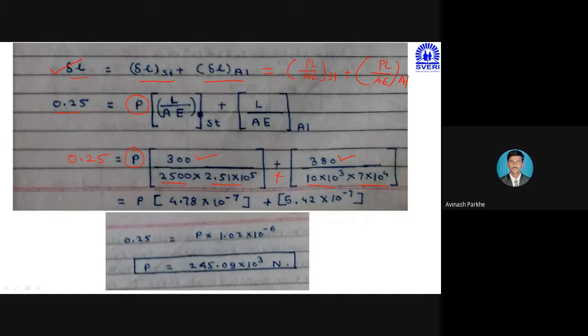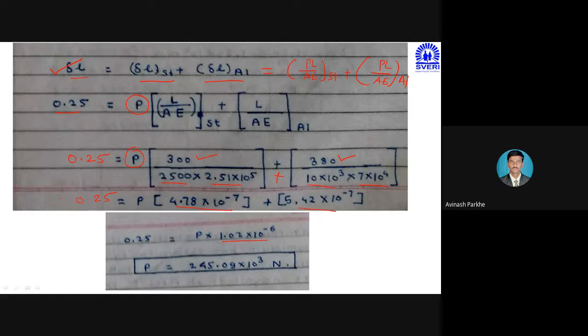So once again, next step, 0.25 as it is, which is equal to, this is the calculation of aluminum. So 0.25 I have kept as it is, which is equal to P into this value, and by rearranging the terms, I have to calculate the P.